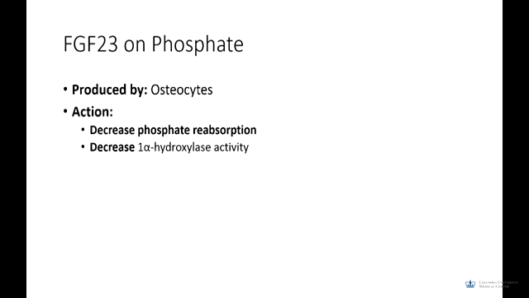Lastly, we're going to mention FGF23. It's kind of a minor factor, but they do like to test on it according to upperclassmen. So what is this? It's a factor produced by osteocytes, and what it does is it decreases phosphate reabsorption, and it also decreases 1-alpha hydroxylase activity, which will then go on to have an effect on vitamin D.